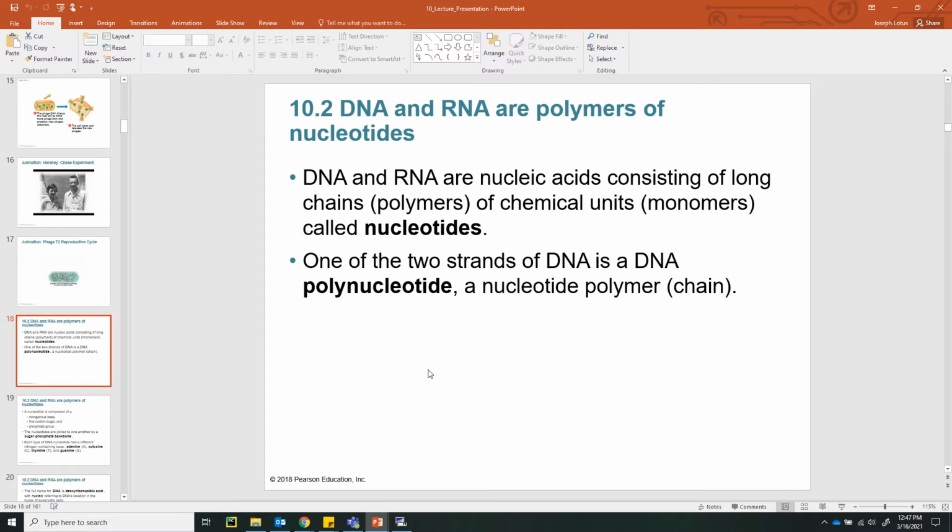So let's think back to some basic biochemistry that we learned earlier in the year. DNA and RNA are a type of biological molecule called a nucleic acid. The polymers, you could call them polynucleotides, or we could just call them nucleic acids. And the monomers, or building blocks, are called nucleotides.